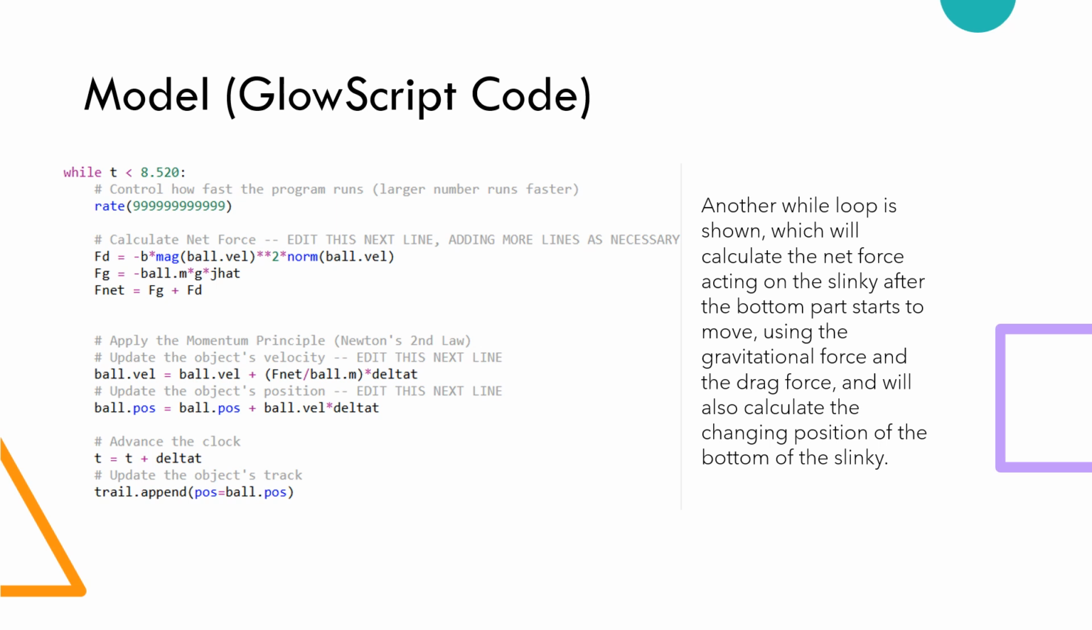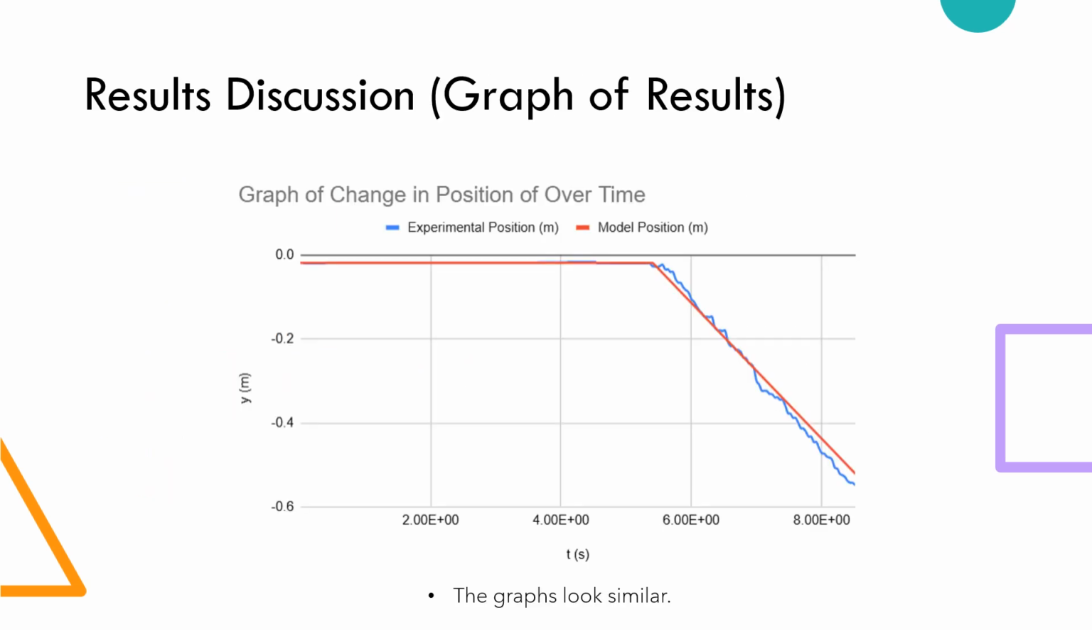Another while loop is shown, which will calculate the net force acting on the slinky after the bottom part starts to move, using the gravitational force and the drag force, and will also calculate the change in position of the bottom of the slinky. So as you can see, in the first while loop the time was up until a certain time, which is when the slinky started to fall, and this is the time for the whole experiment for this second while loop.